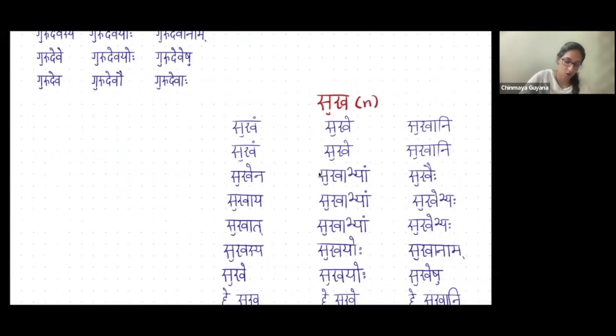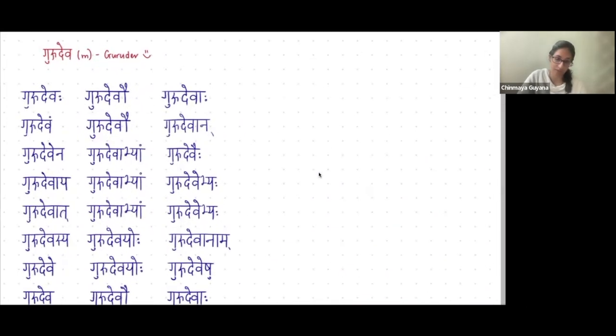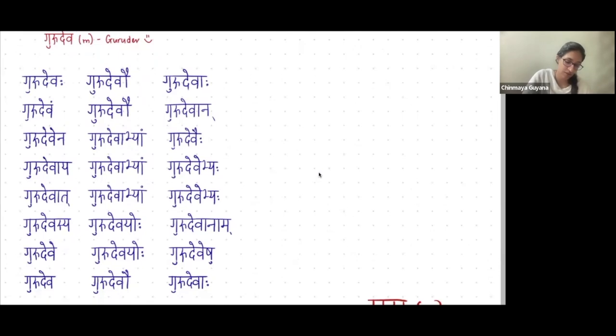Next is Sukham. Please, everybody, let me tell you a few things. Make sure that you're not forgetting to write all the A's. Make sure you're not forgetting to write some of the Visargas. Make sure that if there's an A, you are writing the A. Don't make silly mistakes in your writing of the table.